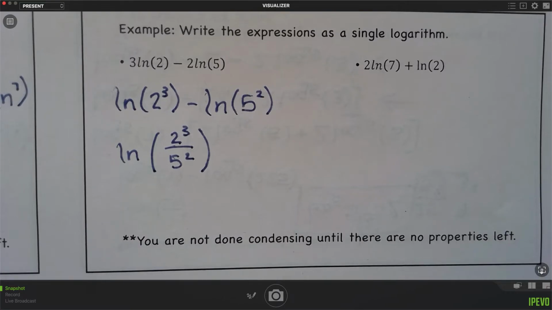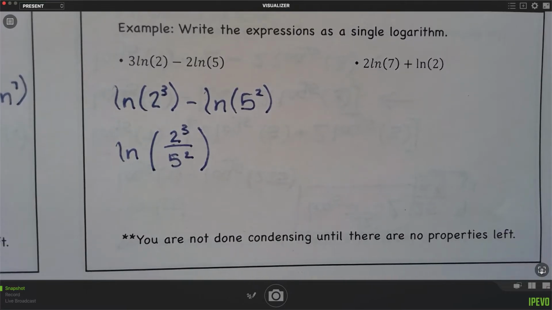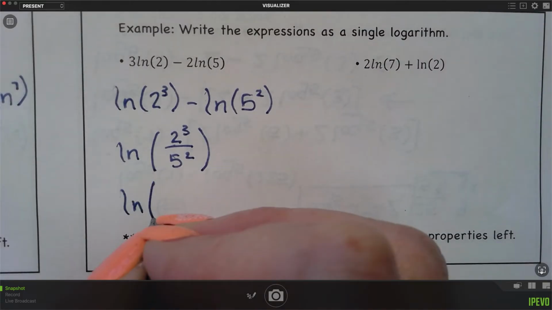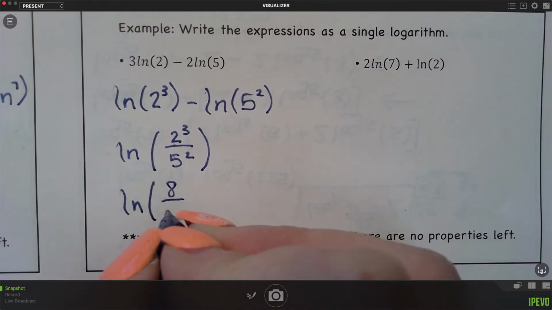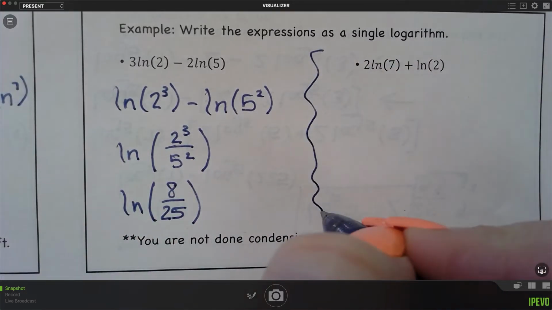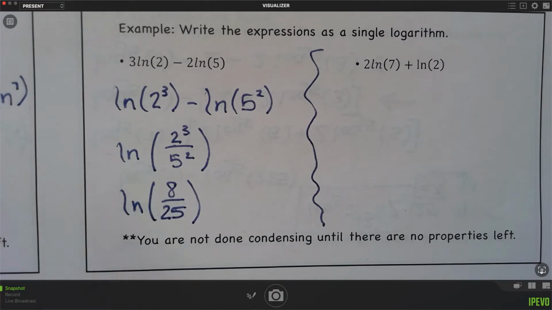Am I done? No. I need to do those exponents, don't I? Yeah. Okay, so it's the natural log of 8 over 25. Now I'm going to tell you guys something. When you condense, how many logarithms did I have left? I have 1, don't I? Anything, if they have the same base, can be condensed. Can they be condensed if they don't have the same base? No. So then you might have 2 there.